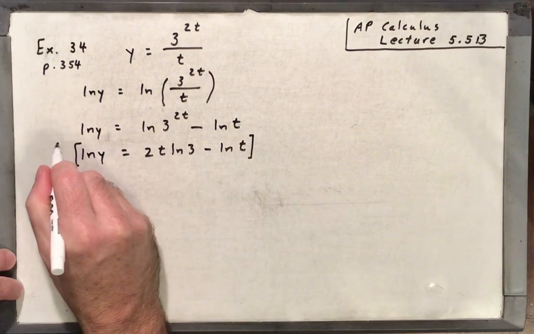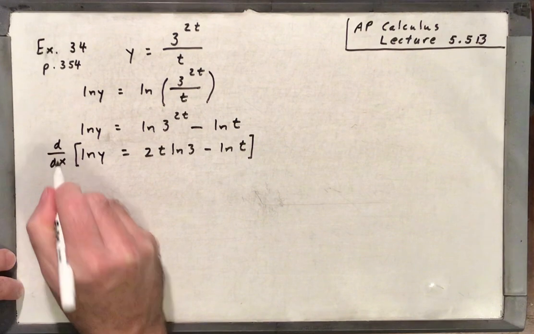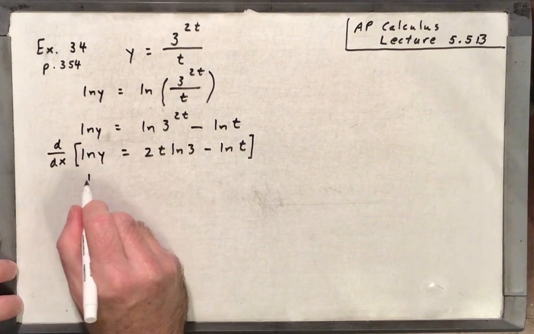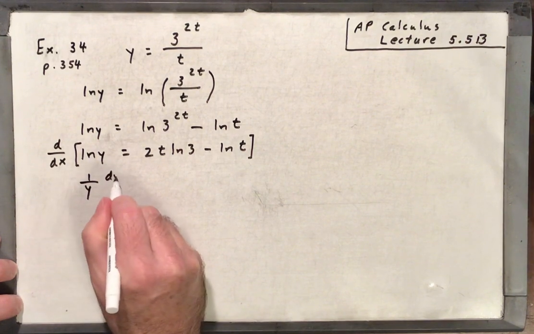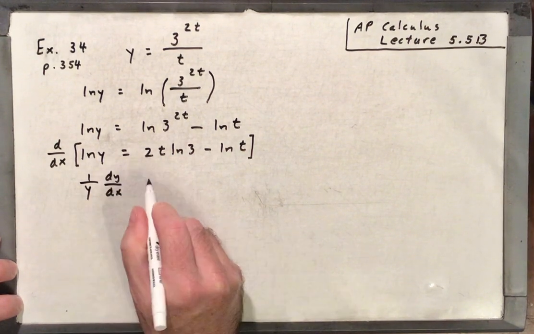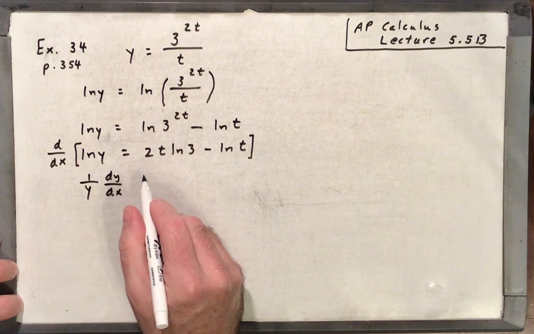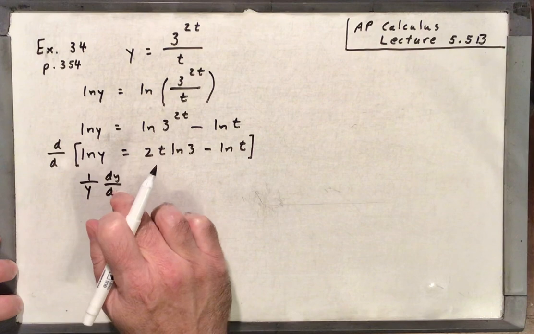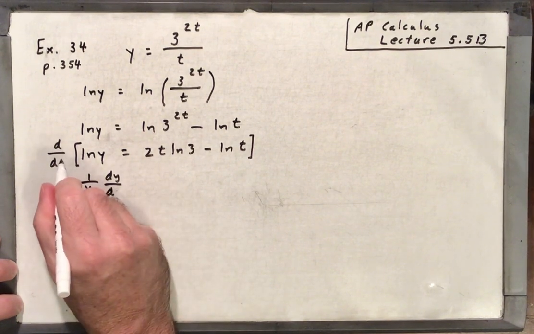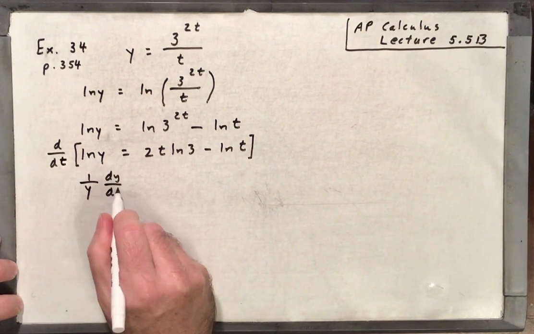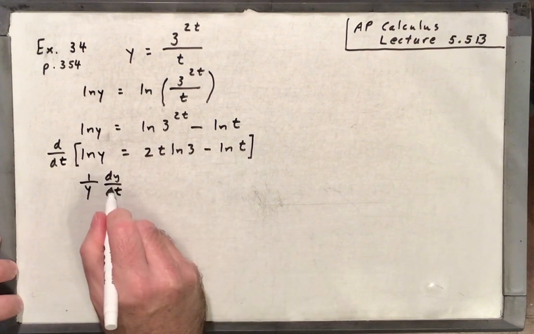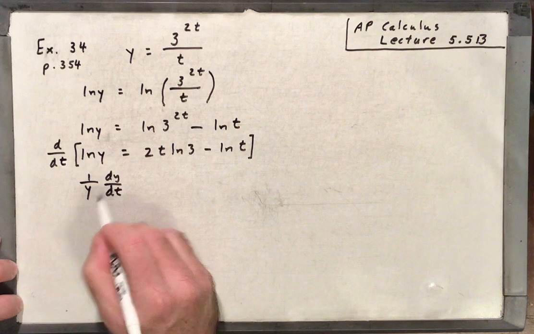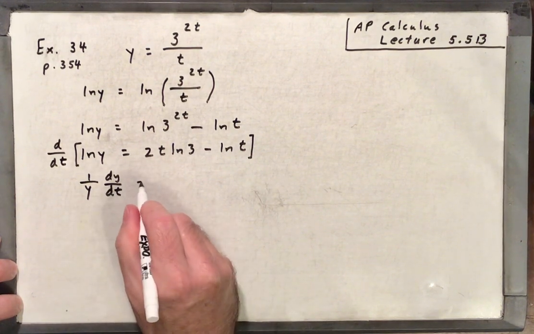Let's take the derivative with respect to x, d dx. All right, when we do that, we would have 1 over y dy dx. All right, and that is, or excuse me, dt. Look at me making a mistake. This is my first video in almost a year. We're going to d dt that thing. My bad. All right, so 1 over y dy dt is equal to.